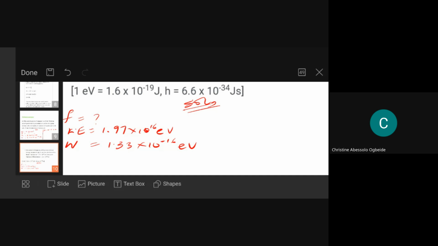So let's convert the kinetic energy. I have 1.97 times 10 to the 16, which is in electron volts. To change it to joules, I have to multiply this value by 1.602 times 10 to the power of minus 19.